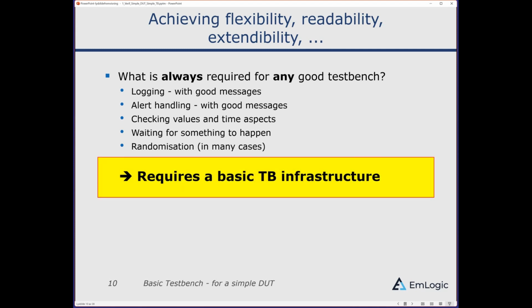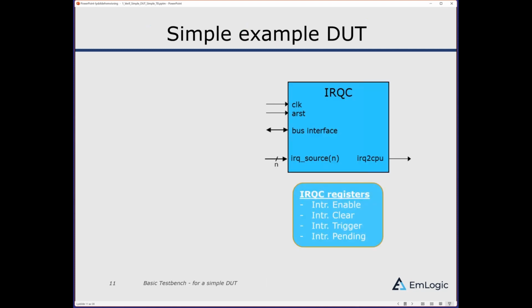So, talking about achieving flexibility, readability, and so on, what is always required for any good test bench? What are we doing over and over again? Or maybe I should ask, what should we be doing over and over again? Of course, logging, alert handling, checking values and time aspects, waiting for something to happen, and in some cases, also a bit of randomization. And this is required, of course, for both simple and advanced test benches.